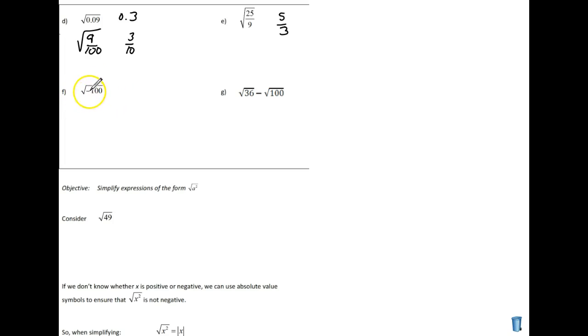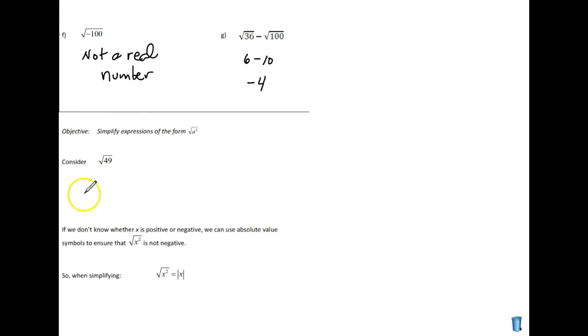The square root of -100 causes us a problem. If you type this into your calculator, chances are you would get an error, because we can't actually take the square root of a negative number. Well, at least not yet, we can't. So this is not a real number, and so we are just going to write that, because for right now we can't deal with that, okay? But here I can take the square root of 36, which is 6, and I can take the square root of 100, which is 10, and 6 minus 10 is -4. So there I can work that out and get an answer.